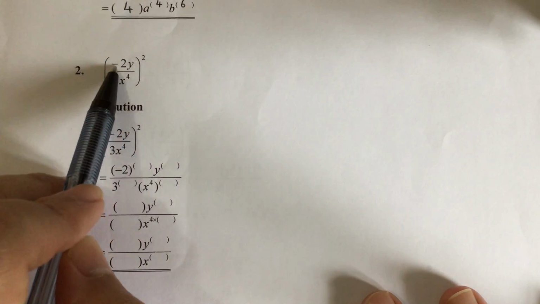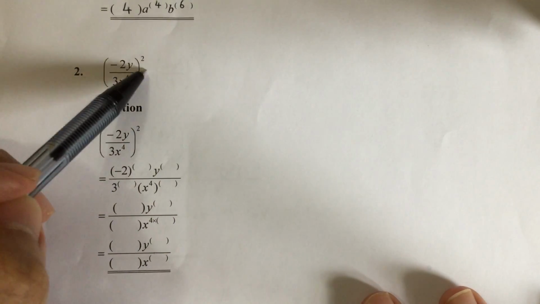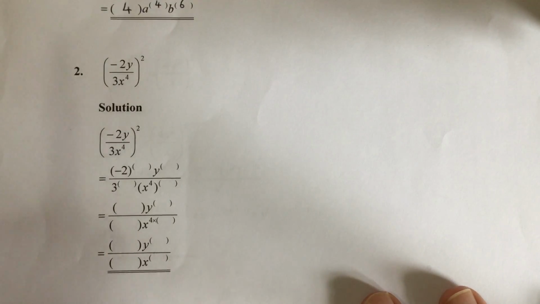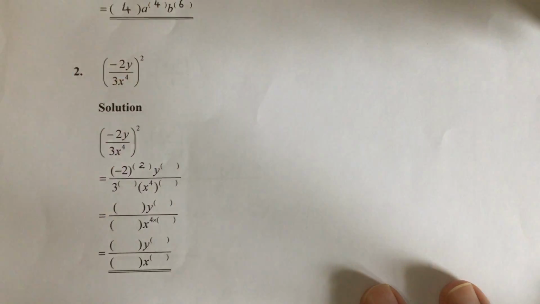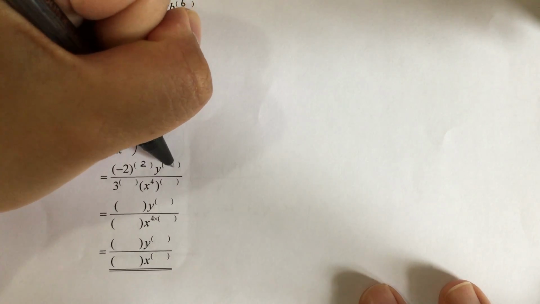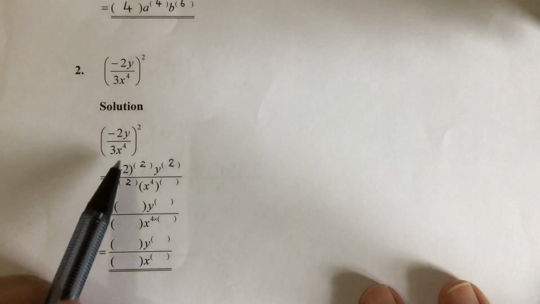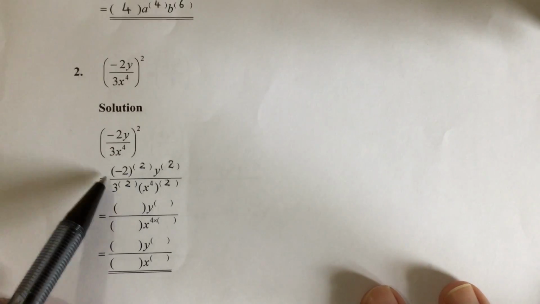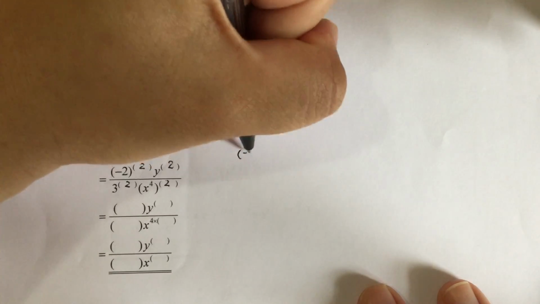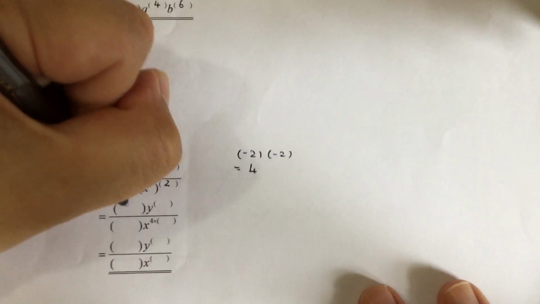Okay, now we have question 2 once again. This one you will see (negative 2y over 3x^4) with the power 2. That means that we will put this 2 for all these 4 things. The first one is negative 2, so we put 2 here. The second one, y with the power 2. And 3 will also have the power 2. And x with the power 4 also has the power 2. So let's do it one by one. Negative 2 with the power 2, that means we have negative 2 times negative 2. This one is 4.